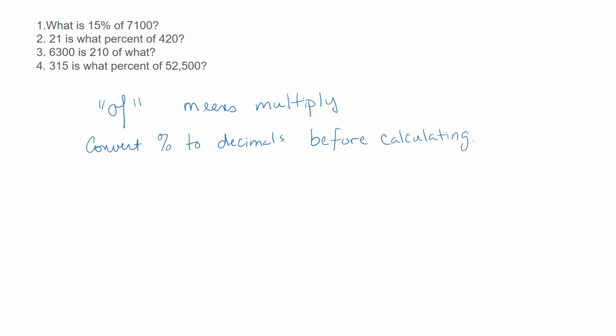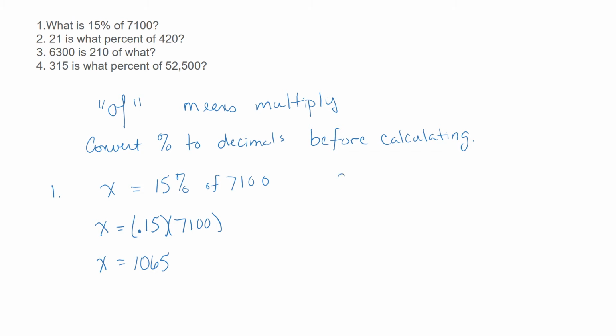So number 1 here, I want to know what is, I don't know what the number is, 15% of 7,100. So x is equal to, change this to a decimal, make the of multiplication, and when we multiply these together, we get 1065.